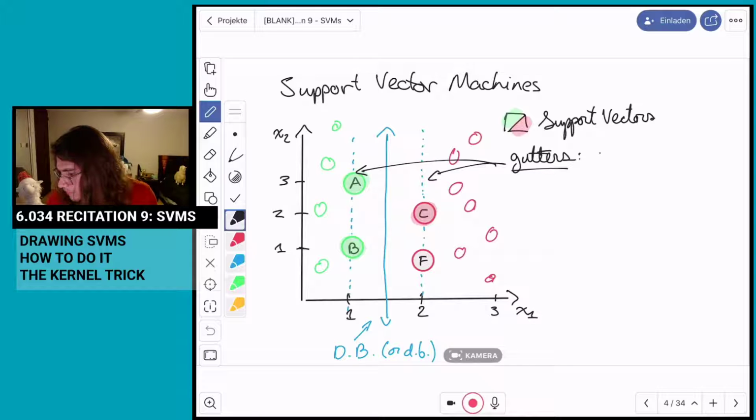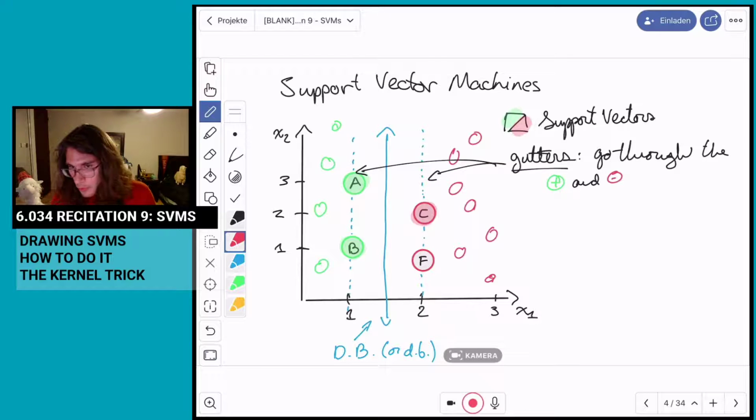The gutters go through the positive and negative points closest to the decision boundary.